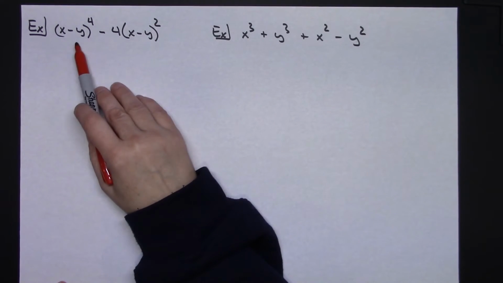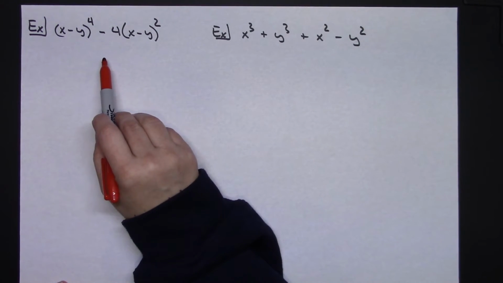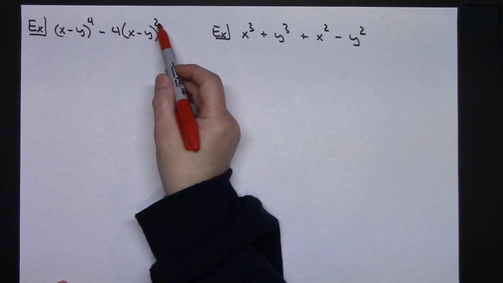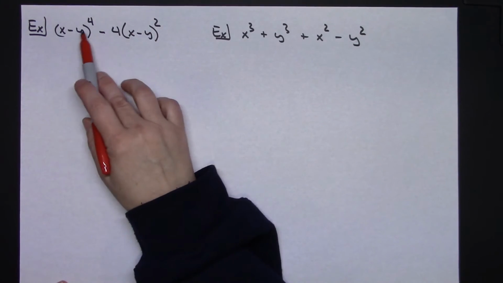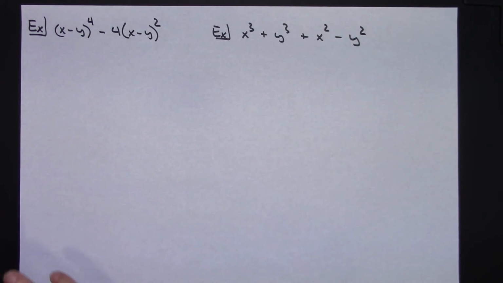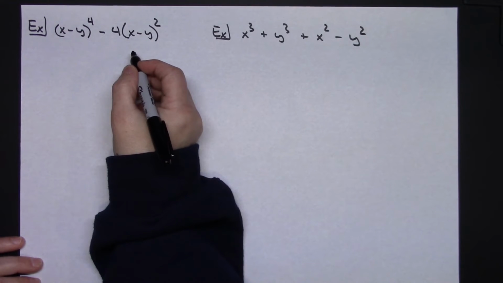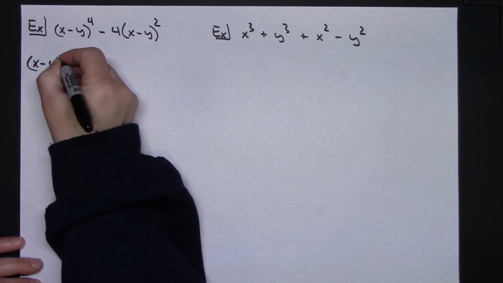So this one, when I factor out a greatest common factor, my greatest common factor is going to actually be a binomial. So this would be factoring out a binomial. I can take that x minus y squared out, because I've got two of them here, I've got 4 of them over here. So that's what I'm going to do first. I'm going to take out a greatest common factor of x minus y squared.